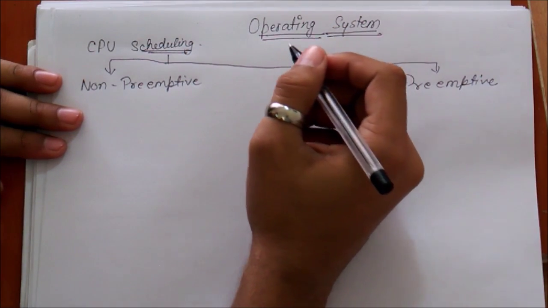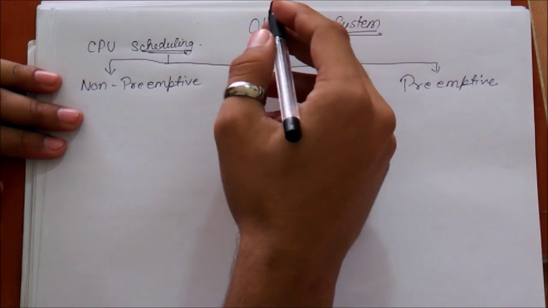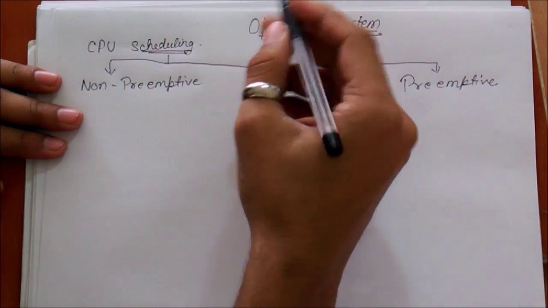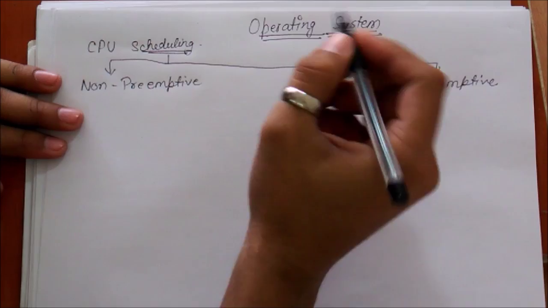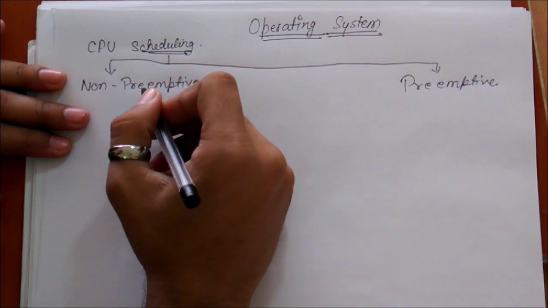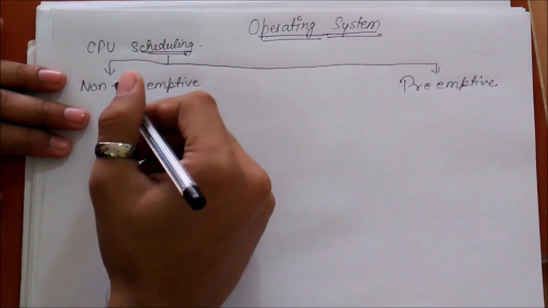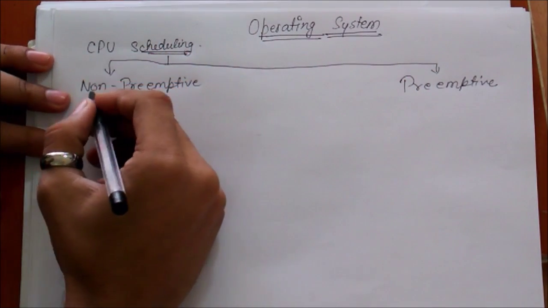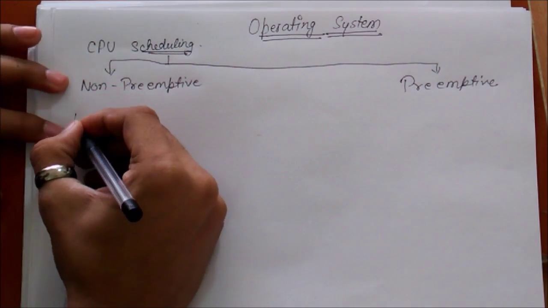As you know, scheduler is a part where the process is moved from ready state to the execution state. And CPU scheduling is of two types. First, non-preemptive and second, preemptive. Now we start with the non-preemptive type of CPU scheduling algorithm.